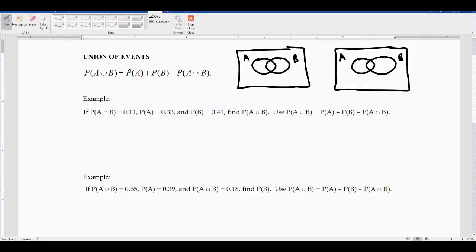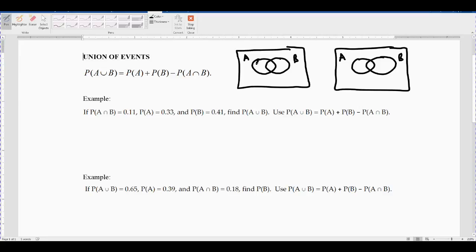...of events. Now the events are A and B in this case. P is the probability. Now this is a formula that can be derived using Venn diagrams. What this states is the probability of the union of A and B. So what is the union of A or B? What that means is that's everything that's in either A or in B.